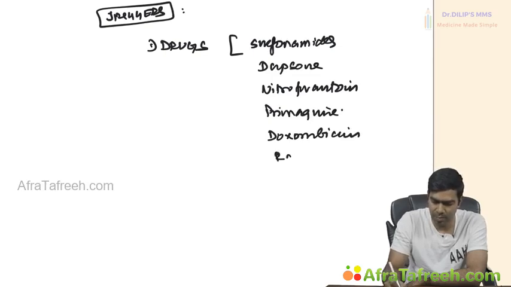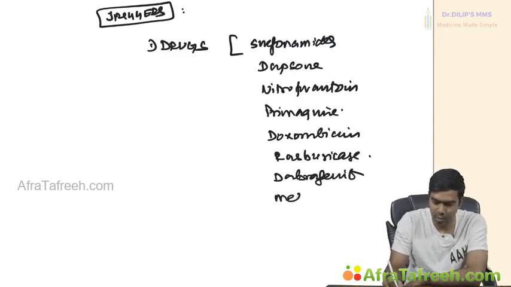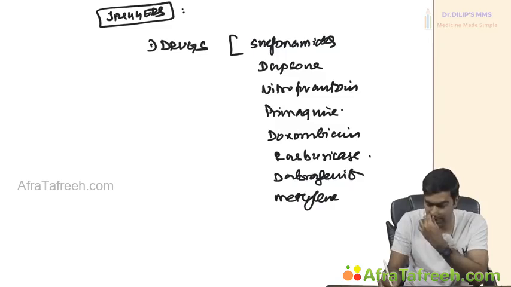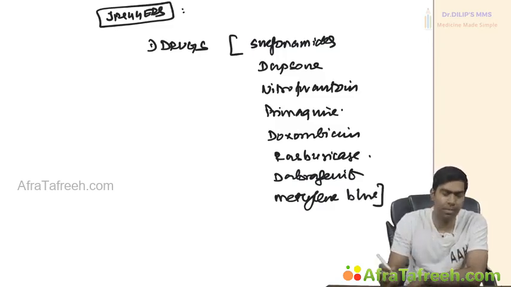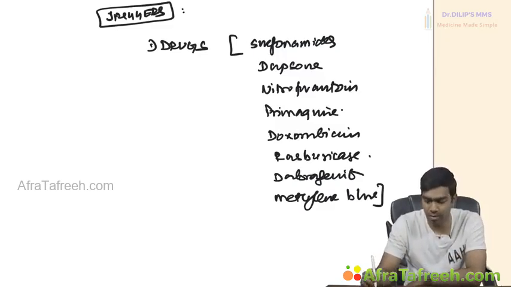You can get it with rasburicase or pegloticase. Then you can get it with dabrafenib. Then you can get it with methylene blue, which is used in methemoglobinemia, which I discussed already. So in this exam question will be sulfonamides, dapsone, nitrofurantoin, primaquine and methylene blue.